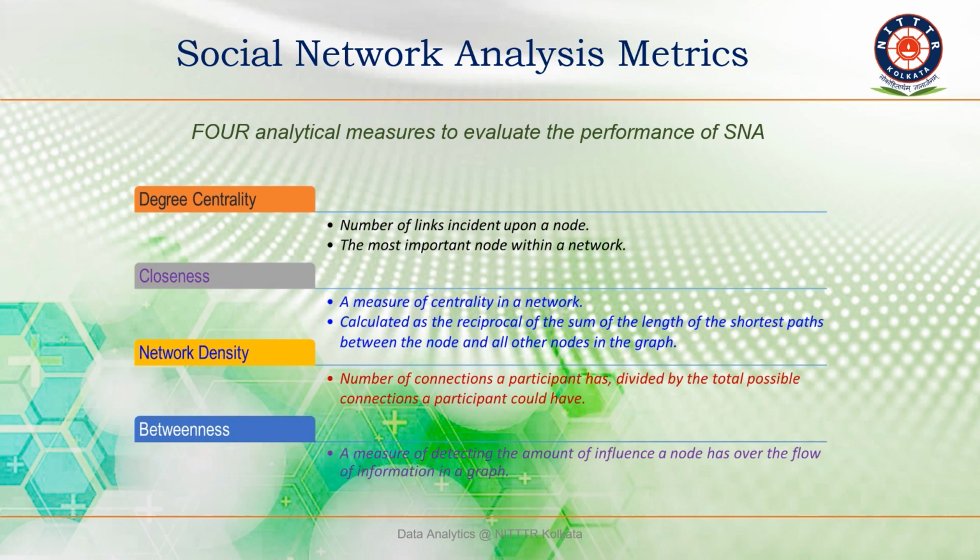Network density indicates the number of connections a participant has, divided by the total possible connections a participant could have. And finally, the measure called betweenness, very important, indicates a measure of detecting the amount of influence a node has over the flow of information in a graph.